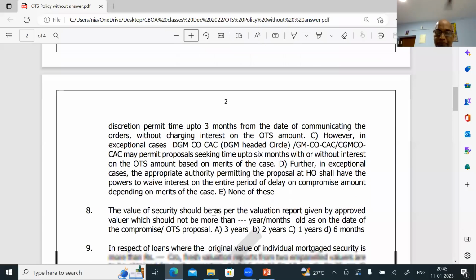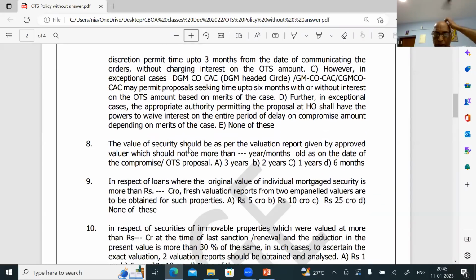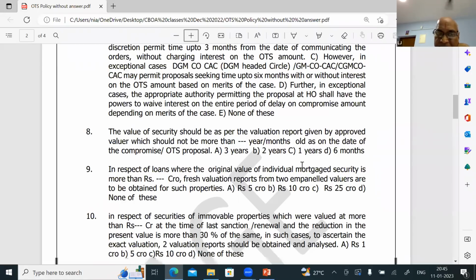Question number 8. The value of the security should be as per the valuation report given by the approved valuer, which should not be more than 1 year old as on the date of compromise. It should not be more than 1 year old. Question number 8, answer is C.